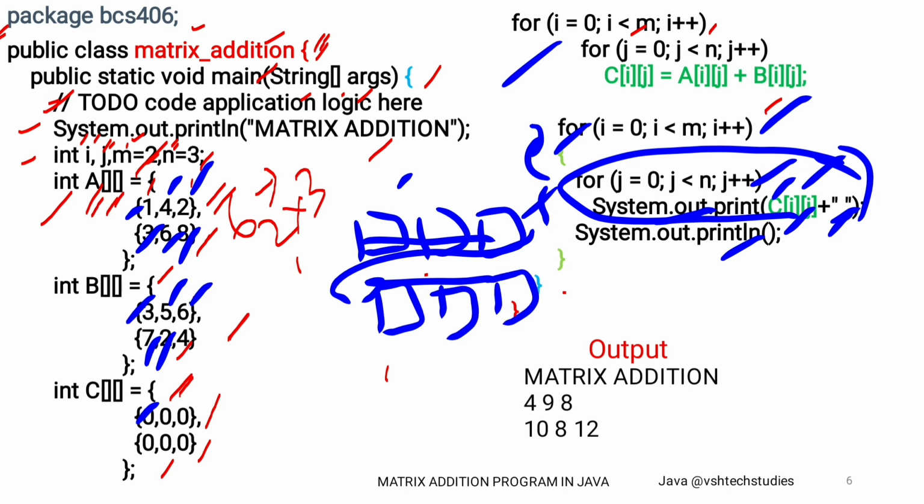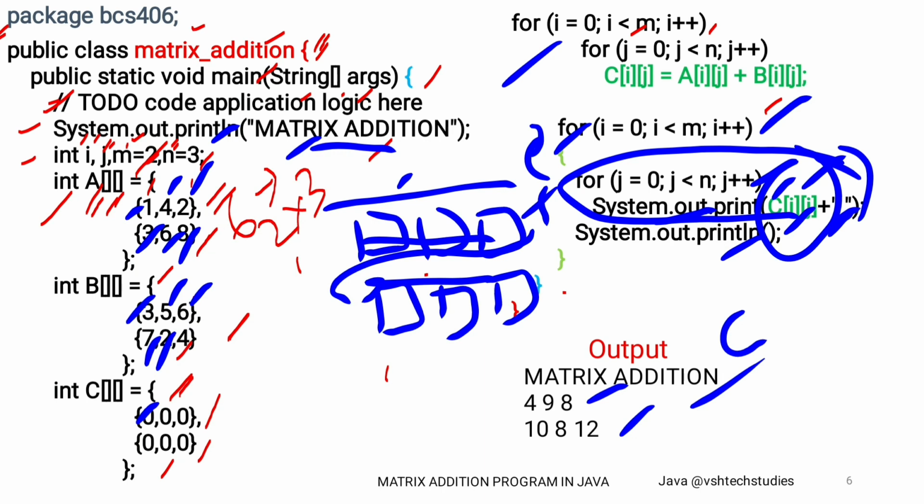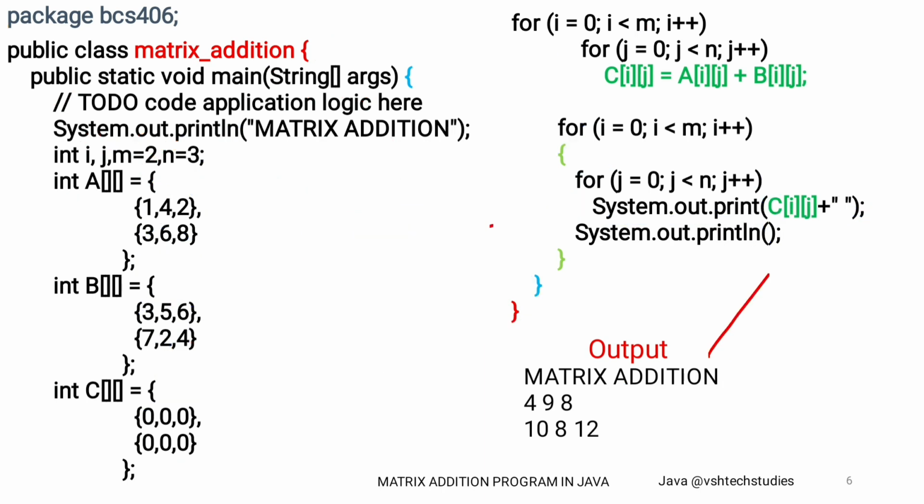Before this, we have given one heading with system.out.println. This function will print the heading, and that heading will be here. So in this manner the output is this way. Matrix addition is the heading, and after that both rows and 3 column elements of C are printed here, because C is what we are mentioning here. Okay, so this is the output of the program.